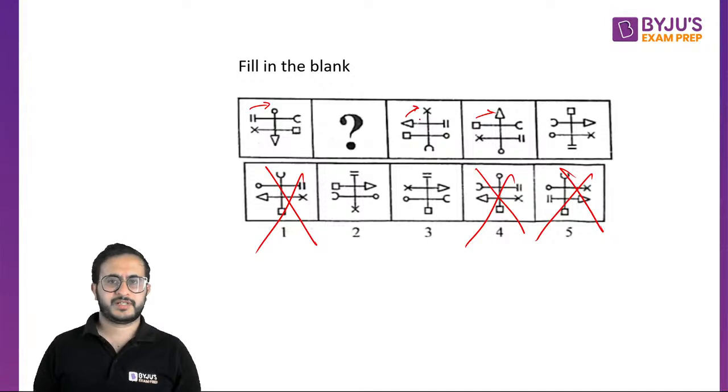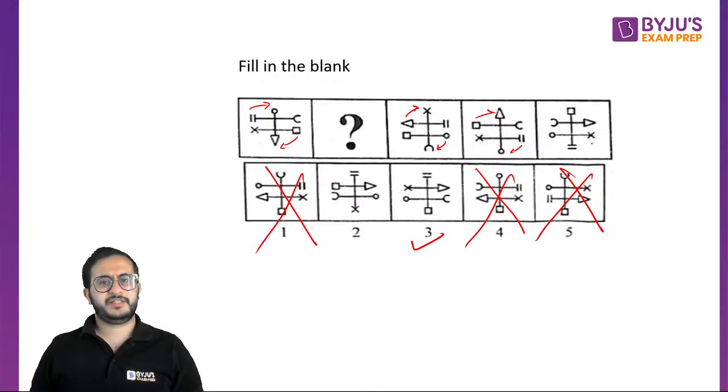Okay. What is coming to the bottom? We have this circle coming to the bottom. Then we have this equal to sign coming to the bottom. So it means that in this cell, the square should be at the bottom, right? This we get. So the answer is option 3.